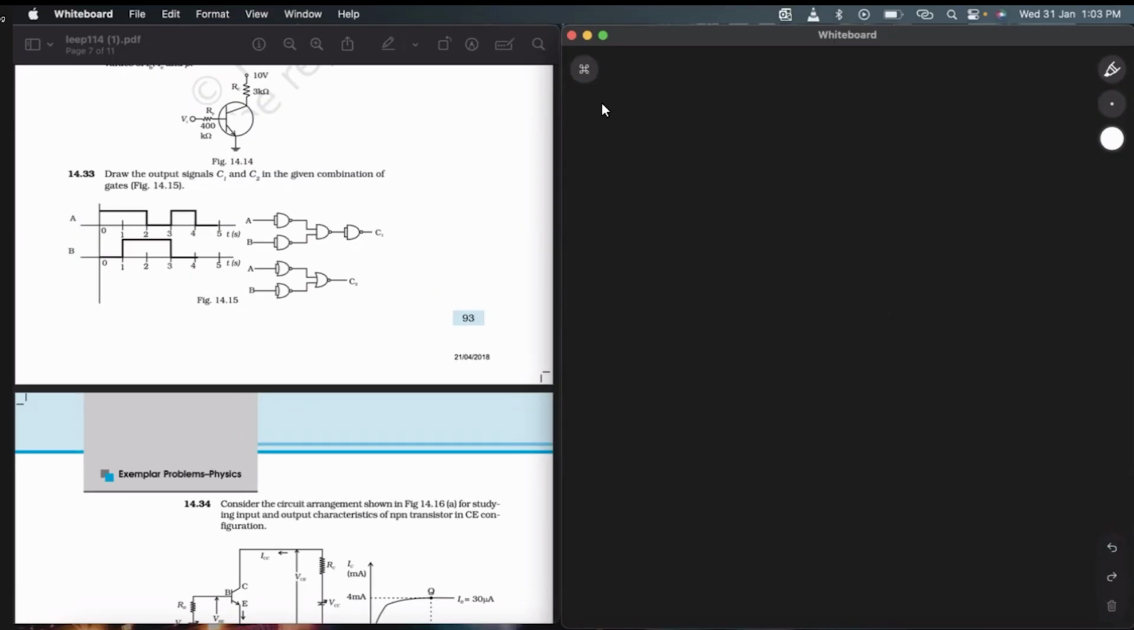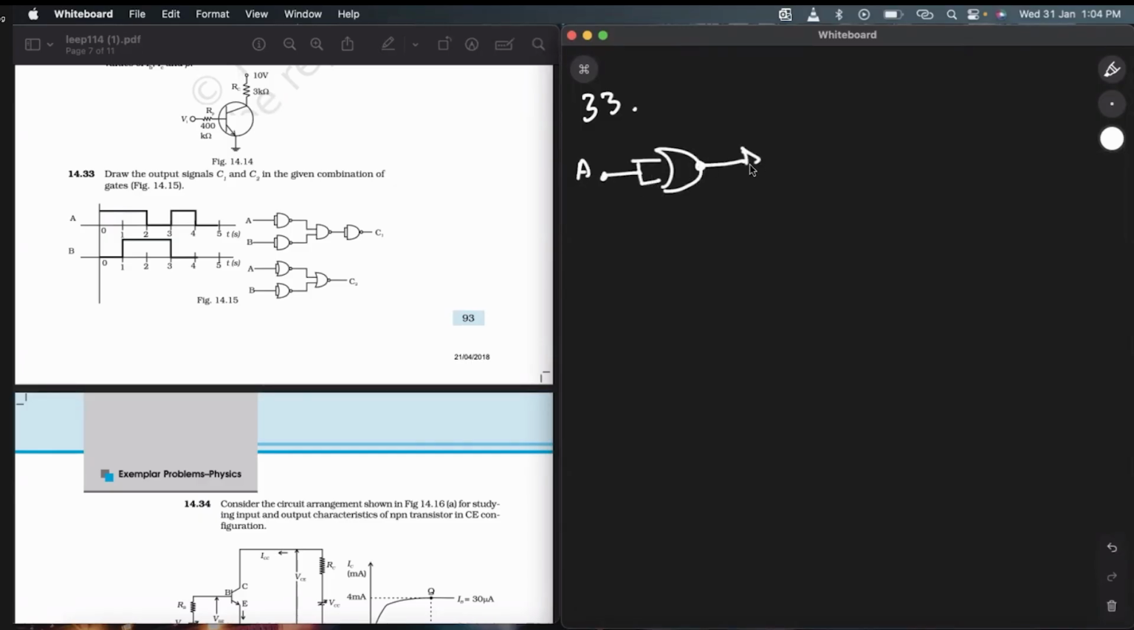Okay, so next question is question number 33. So we have to draw the output signals C1 and C2 for the given combination. The input waveform has been given to us in the form of a graph. Like when t equals 0, the value of A is 1, the value of B is 0, and so on. You'll understand it. So if you just want to draw it, whatever circuit has been given to me, I'll just redraw it and then it will be fine.